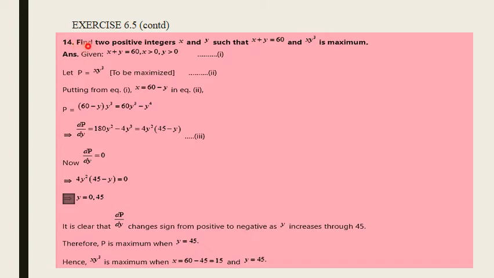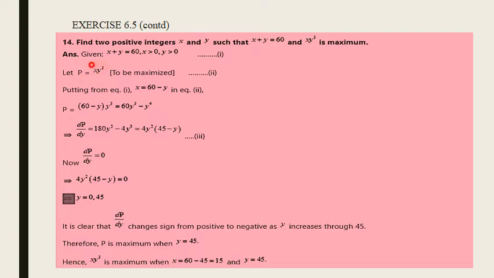Question number 14. Find two positive integers x and y such that x plus y equals 60 and xy cube is maximum. So we want to maximize xy cube. So we need the values of x and y which maximize xy cube. What we do is, we identify what is to be maximized. That is xy cube, denoted by P.